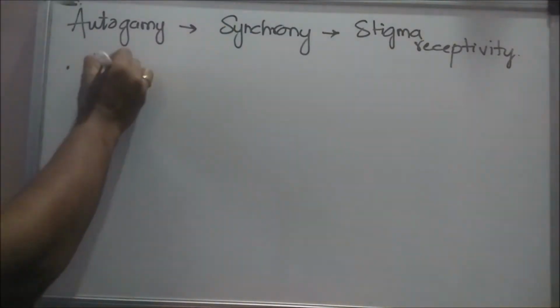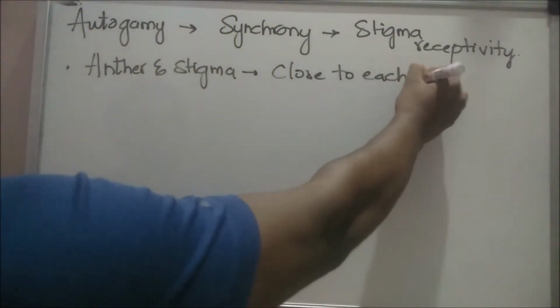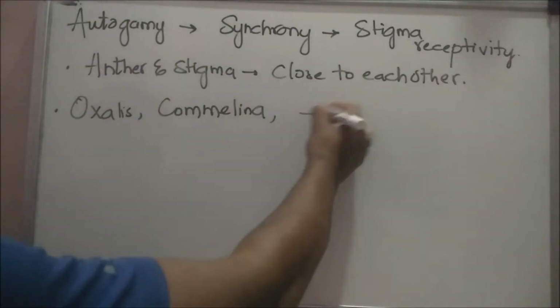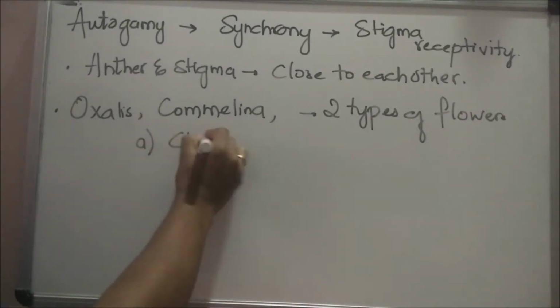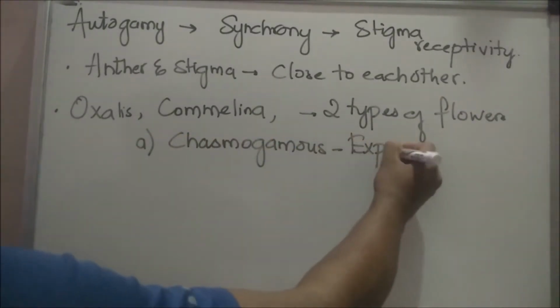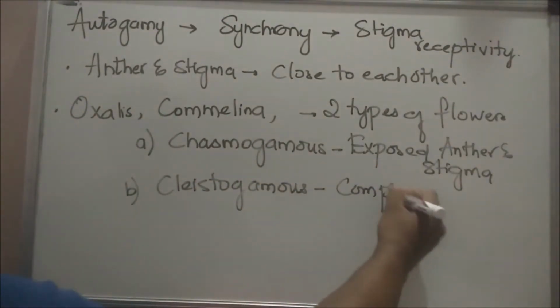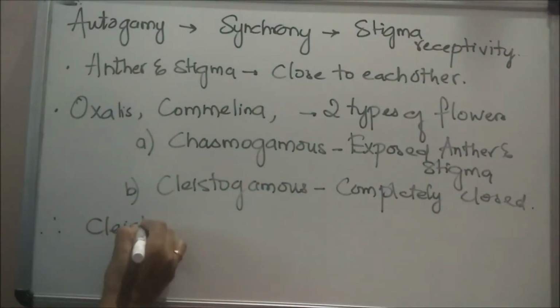each other. For example, plants like Oxalis and Commelina produce 2 types of flowers: chasmogamous, with exposed anther and stigma, whereas cleistogamous flowers do not open at all. So, cleistogamous flowers strictly undergo autogamy.